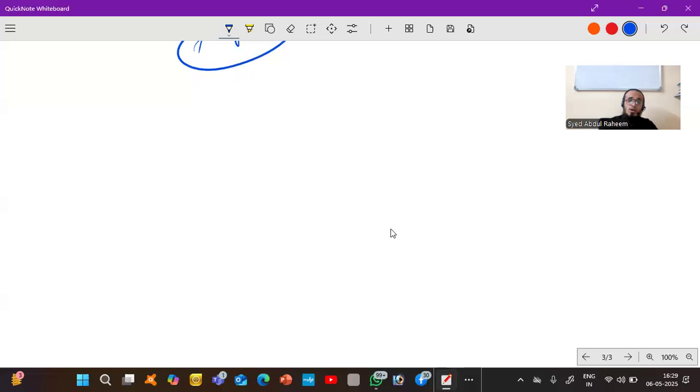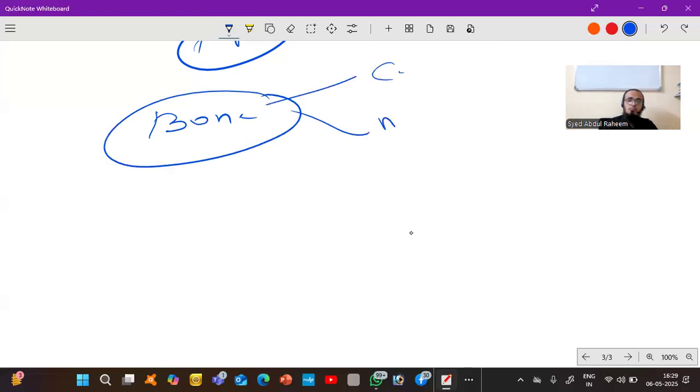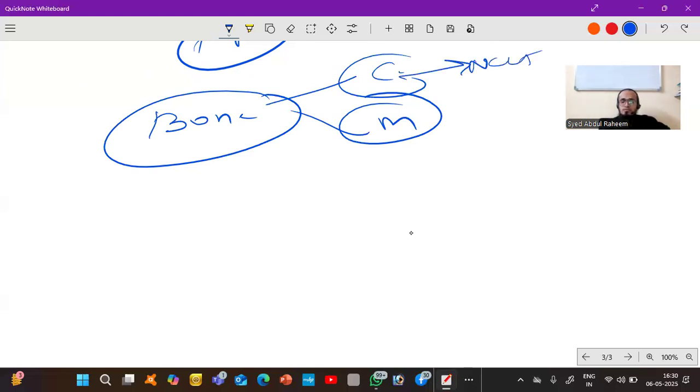Next we have MRI for bone marrow. In the bone we have two things, cortex and marrow. Marrow is inside the bone, and the cortex is the outside covering of the bone. It is a very hard shaft. For the shaft you can go through NCCT. For marrow you need MRI again.